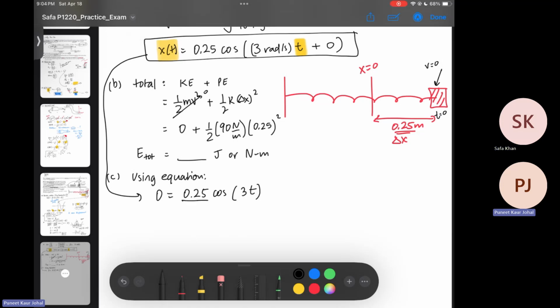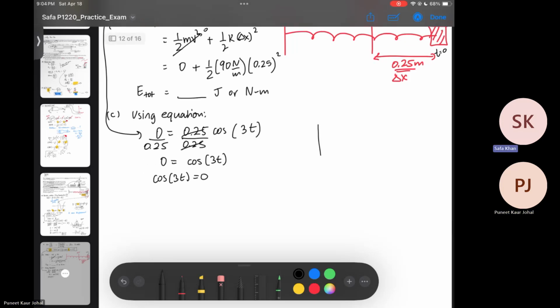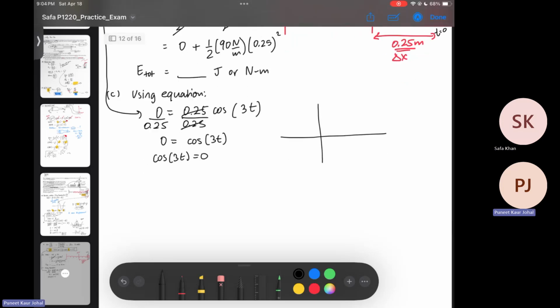First, divide by 0.25 on both sides. That cancels here, and 0 over this is just 0. So it's more like saying cos 3t is equal to 0, right? To find 3t, it would be cos inverse of 0. You can do this in your calculator, or we can look at the graph of cos.